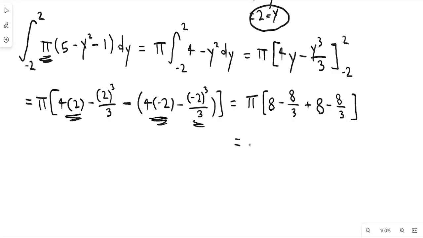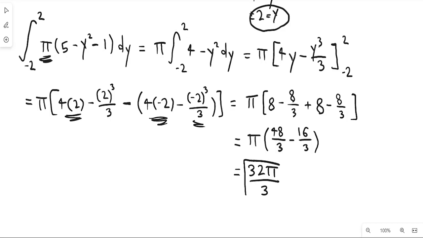Okay, and then we're almost done. So we're going to have pi. Here I have 16, and then minus 8/3 minus 8/3. So that's the same as 16 is the same as 48 thirds, and then minus 16 thirds. So that's going to give me 32 over 3 on the inside. So my final answer is 32 pi over 3.